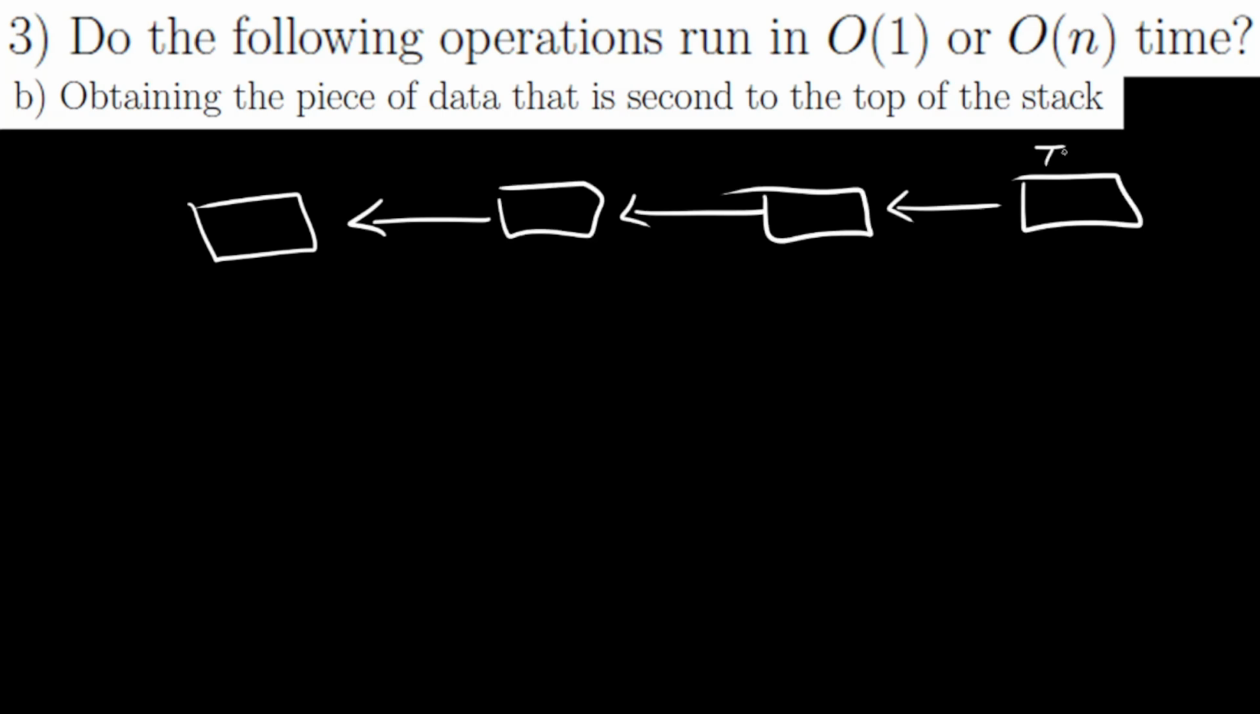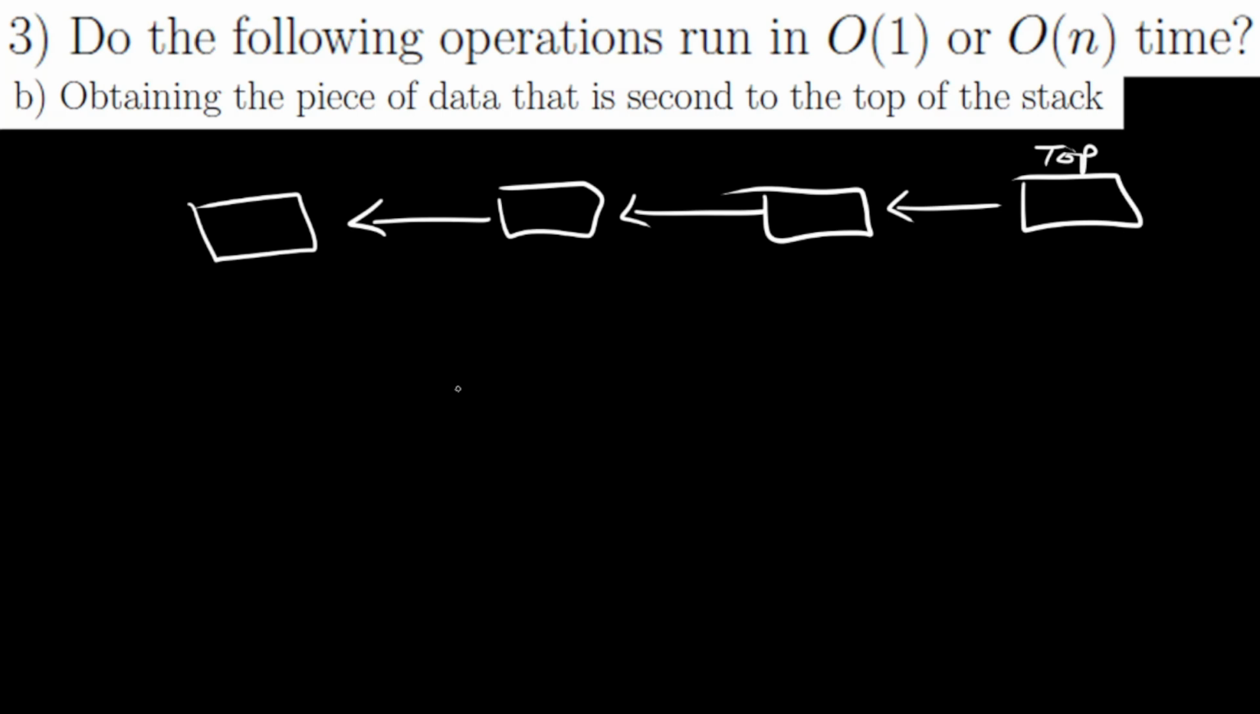For part B, it says, okay, the operation we're looking at now is obtaining the piece of data that is second to the top of the stack. Okay, so we've got some stack, right? And this is the top of our stack. So all we need to do is access the second piece of data. So we can do that by popping off the top of the stack, and then we can access what is below because this will be our new top, right?